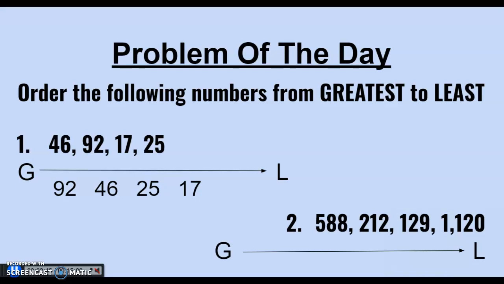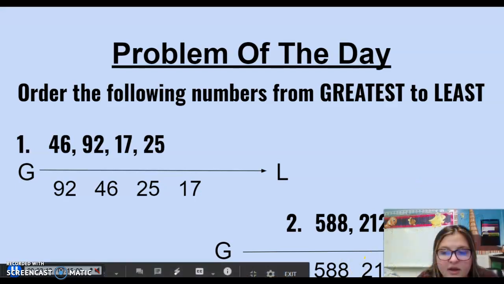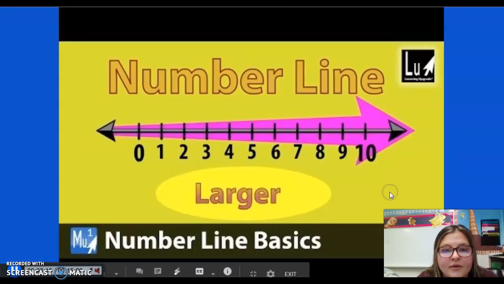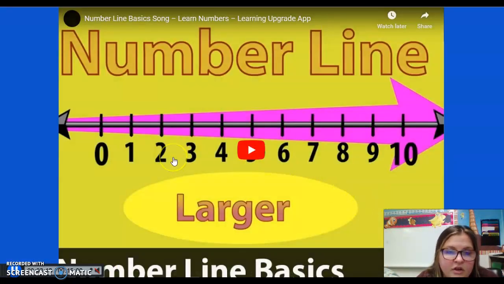Next, our numbers only have a value in the hundreds. So we've got to see which hundreds has the biggest value. So 588 will be next. It has the next greatest value. Then 212, and last and least value 129. So if yours looked like this, then you got it correct. Give yourself a pat on the back. All right, we're going to watch this song to go along with today's lesson.